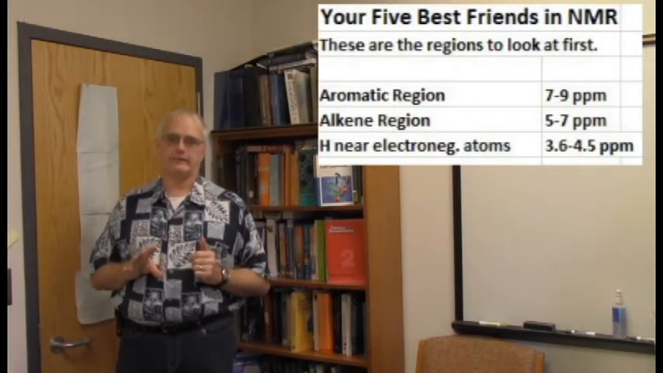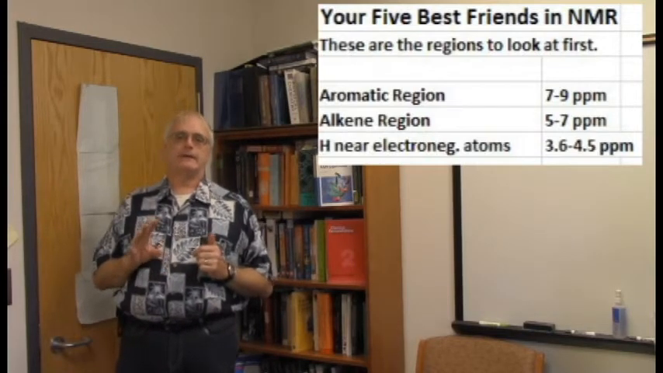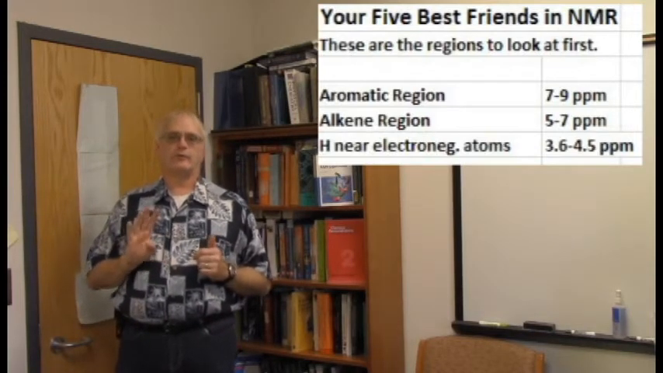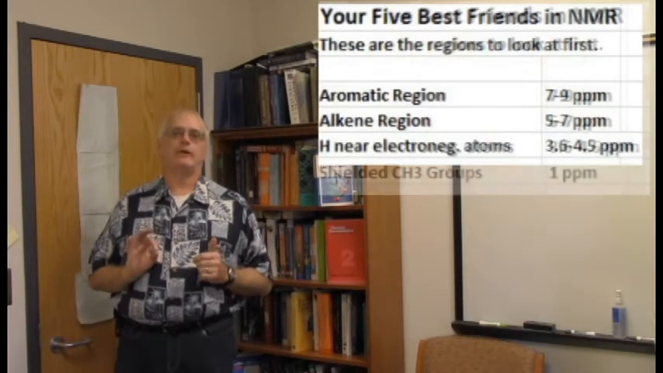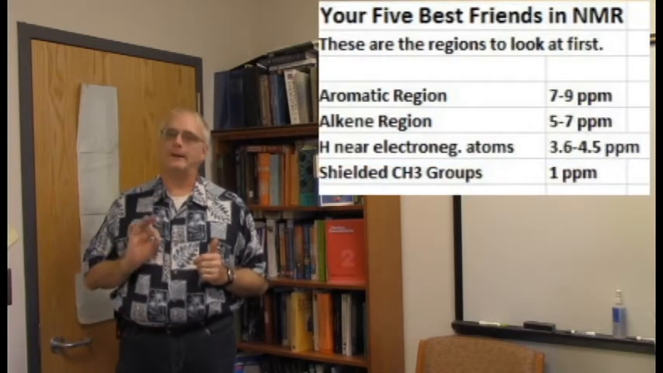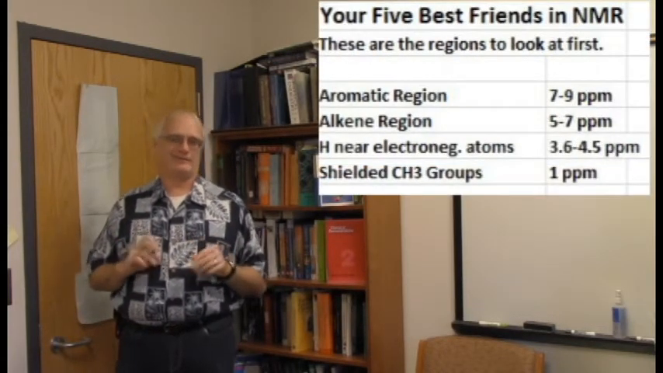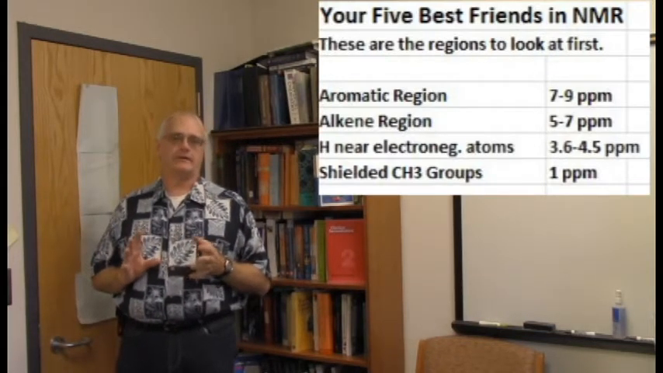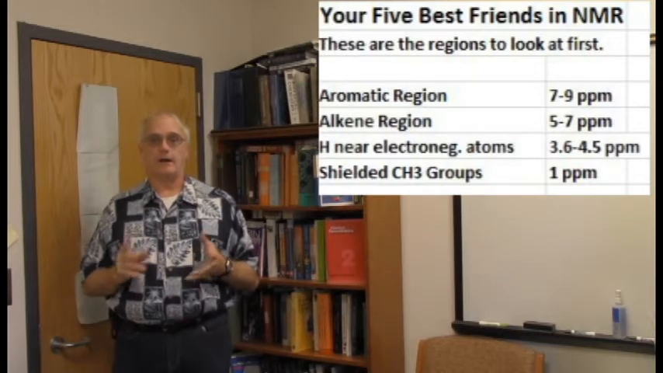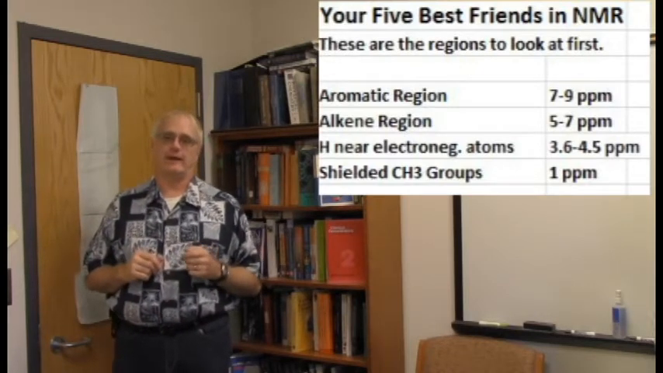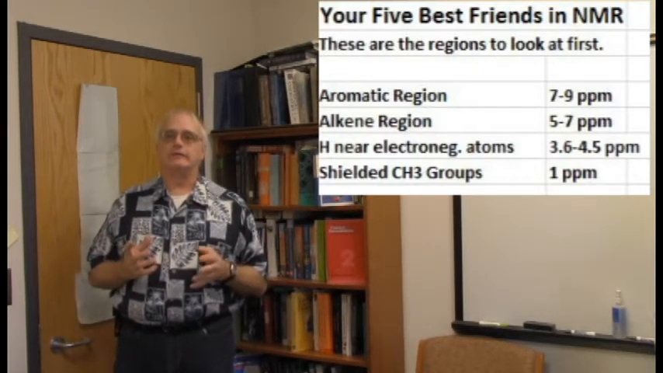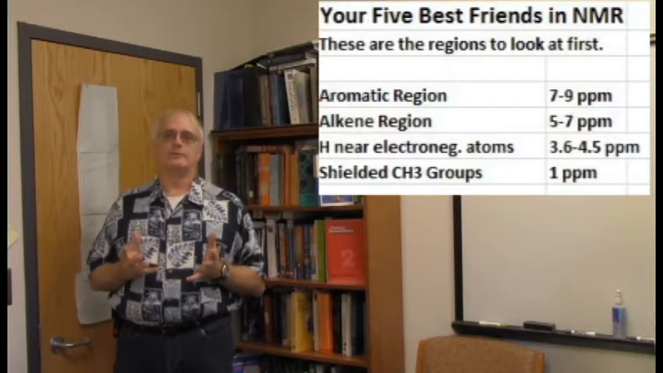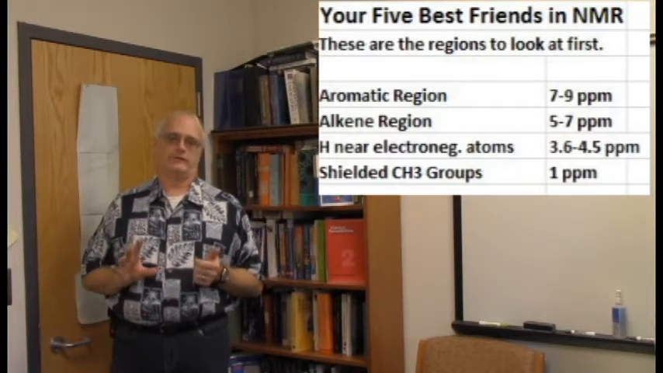Also a very diagnostic area to look at. Then there's the fourth best friend, the shielded methyl groups. Okay, the area around 1 ppm, from about 0.7 to about 1.5. Now, methyl groups can be in a lot of different places, even around 4 ppm. A methyl group right on an oxygen, say, a methoxy group, is going to show up around 4 ppm. But I'm talking about the shielded ones.